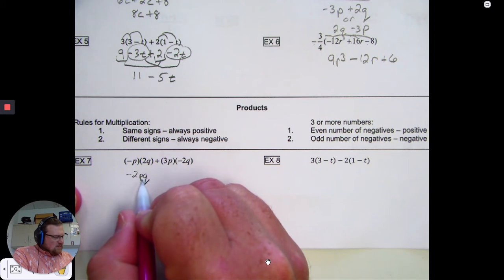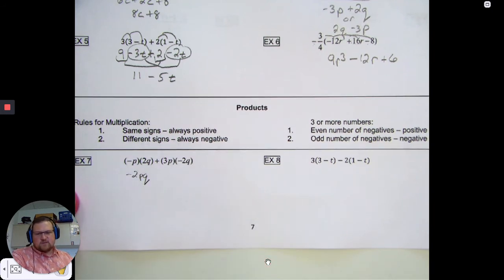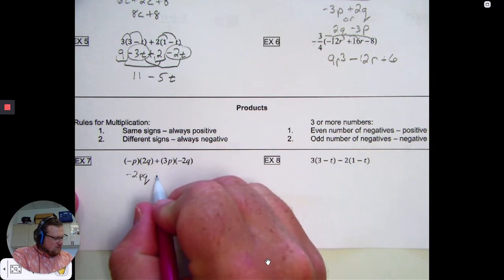Now you might ask, why did you write 2pq instead of 2qp? For me, it's all about alphabetizing. I like all my variables to be in nice alphabetical order. For me, it just makes more sense. It's the way my brain works.